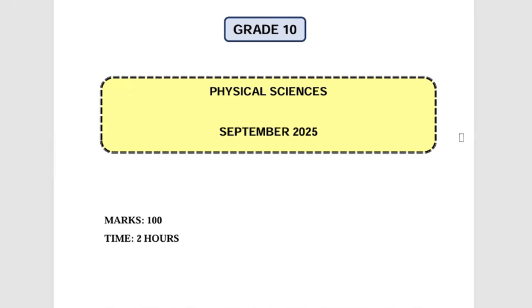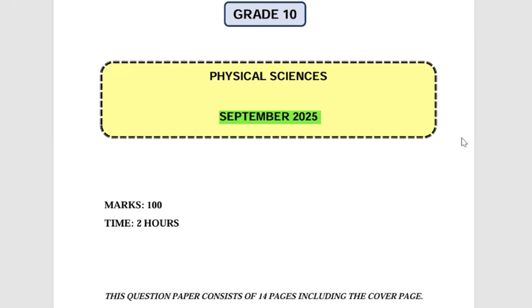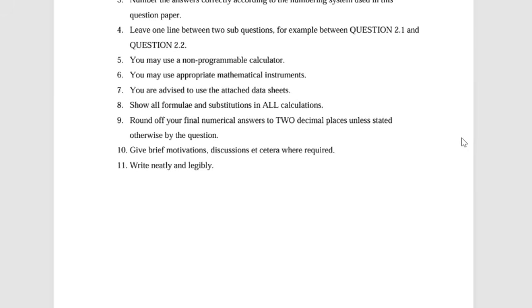Good day, grade 10s. Today we are going to look at a September paper 2025, which is a preparatory exam. Our duration is 2 hours and the marks are 100. Okay, so those are the instructions.